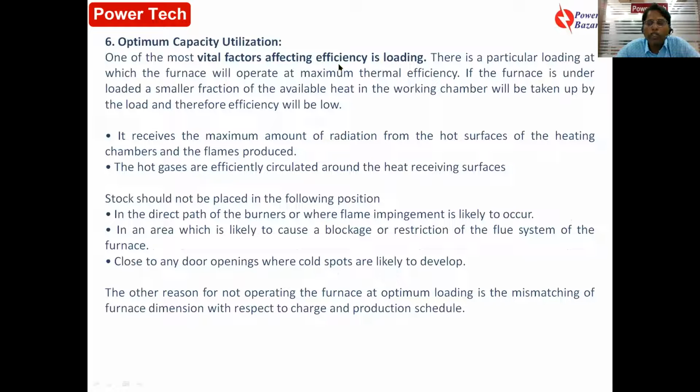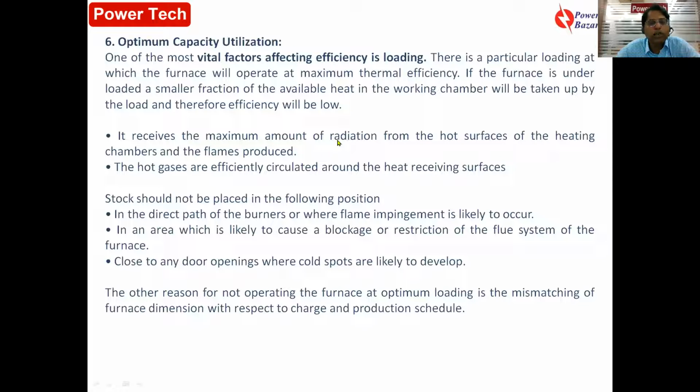The sixth one is optimum capacity utilization. Always remember, in the case of any energy efficiency devices, we have to see that the loading is optimum. It should not be heavily loaded, and it should not be lightly loaded. Now, if the furnace is underloaded, what will happen? A smaller fraction of the available heat in the working chamber will be taken up by the load. That means you are utilizing very high fuel, but the useful heat taken by the product will be very low. So furnace efficiency will be low.